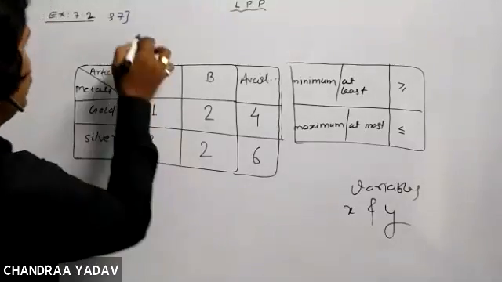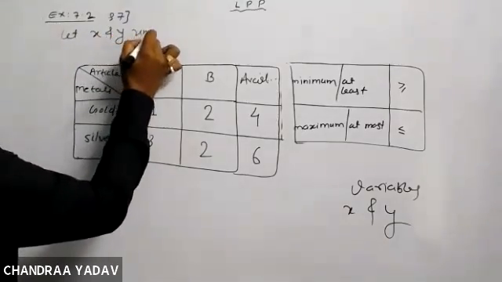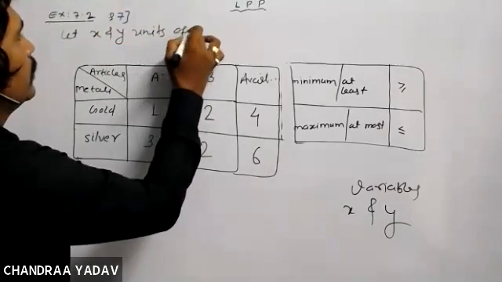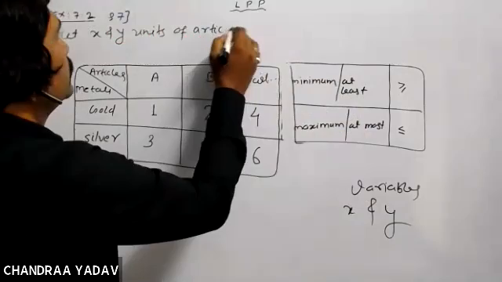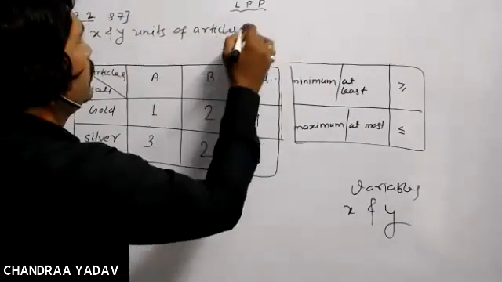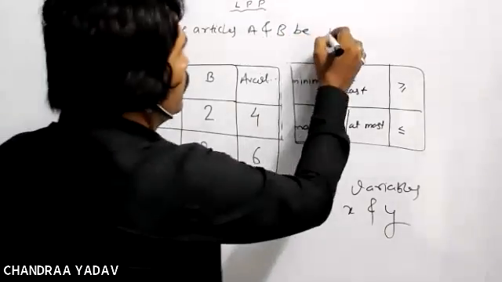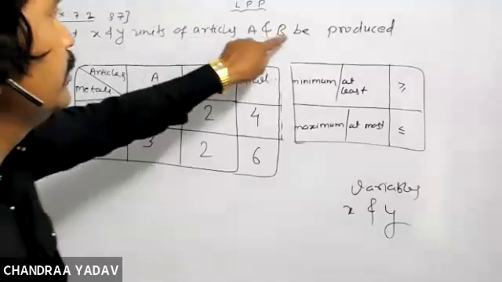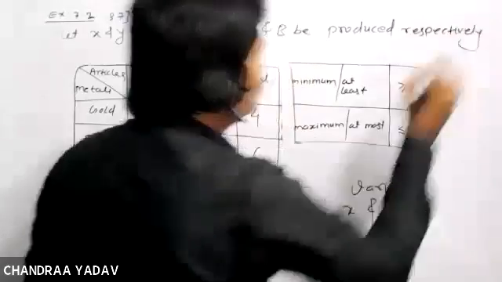So they are purchasing gold and silver, and producing this much amount of units. So what do we write here? See here, let X and Y units of articles A and B be produced respectively. Like that. This is the first statement.